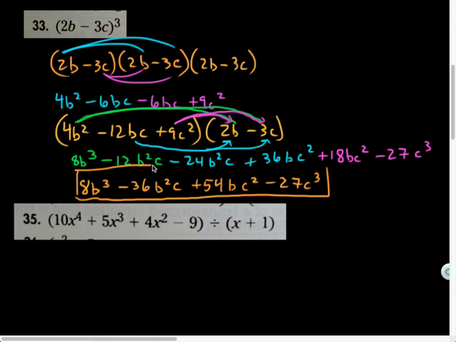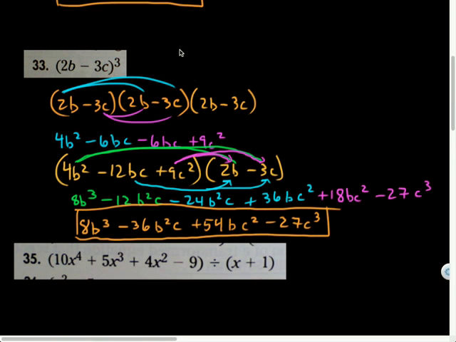Minus 27c cubed. So I've combined like terms there, and I'm all good. Now, the other way you could have done this problem, technically there is a pattern for a minus b cubed. I don't think you guys remember it too much. It's a cubed, minus 3b squared c plus 3bc squared, and then minus c cubed. Where does the c come from? There's no c. You're right.